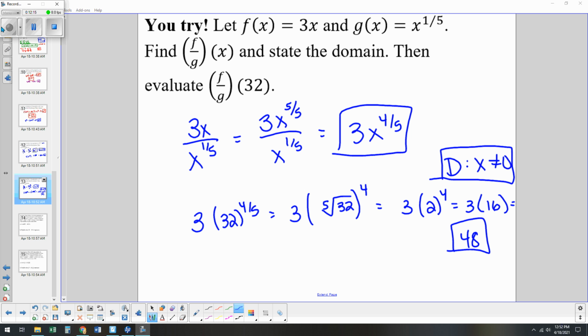All right, so we know that, again, this x to the 1st power is the same as saying x to the 5/5 power. So when I subtract 5/5 minus 1/5, I get 4/5. So 3 times x to the 4/5 would be my function. The domain, x can't be 0, based on the fact that x to the 1/5 is on the bottom. And then when I substitute it in, I get 48.